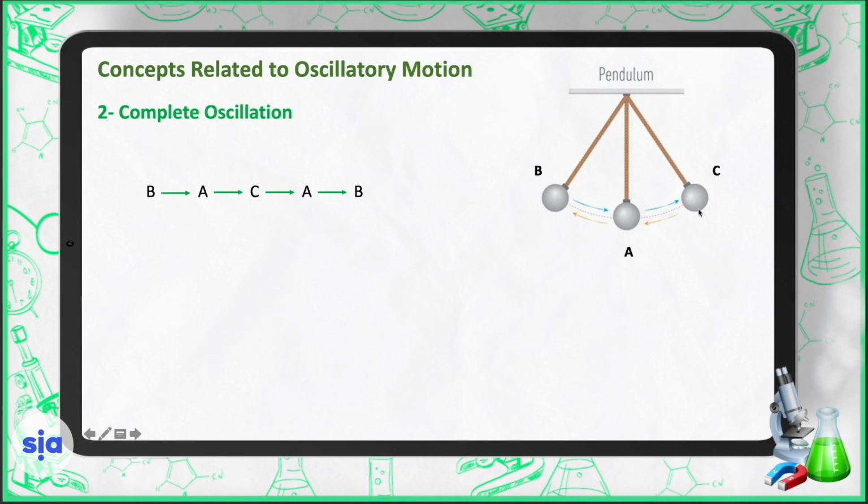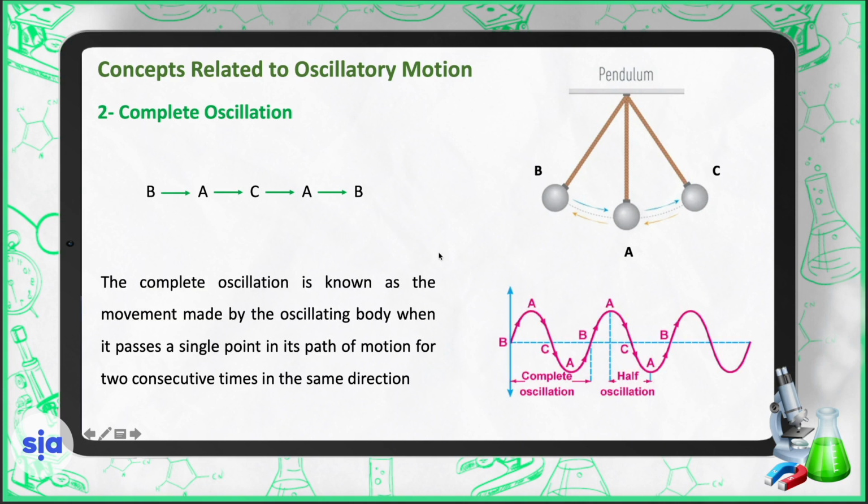Look to this diagram from point B till A, till C, and again to A, and then to B. This is called a complete oscillation. It is known as the movement made by the oscillating body when it passes a single point in its path of motion 2 consecutive times in the same direction.